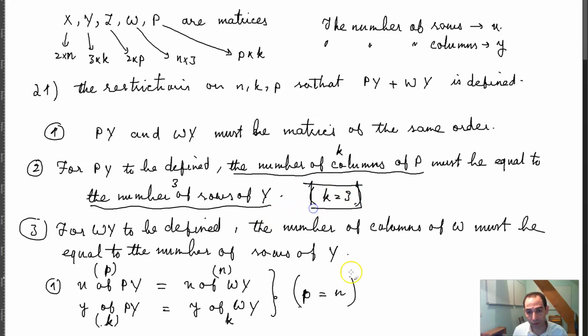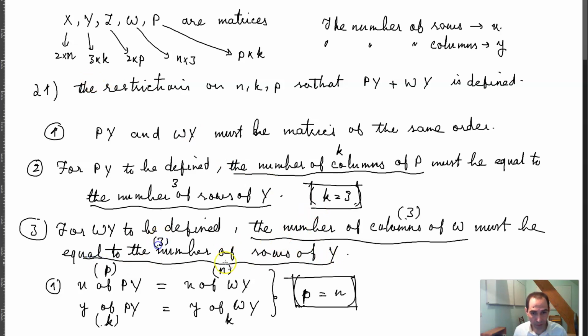So this is one condition, this is another condition. And also, for WY to be defined, the number of columns of W is equal to 3. That has to be equal to the number of rows of Y, which is equal to 3. Which is already the case, so I don't have to worry about this one. So the only two conditions that remain is that k has to be equal to 3 and p has to be equal to n.